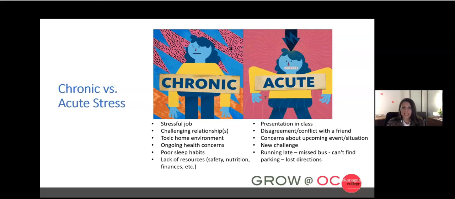So the other one we have is acute stress. So this is short-term stress, but they can often be really intense, but they're often short-lived. So some examples might be a presentation in a class, a disagreement or a conflict with a friend, maybe concerns about an upcoming event or social situation that feels really daunting to you, a new challenge. You're running late, you missed the bus, you can't find parking, you lost your directions, just those really heightened acute stressors in the moment. All right, so let's move to our next slide here.